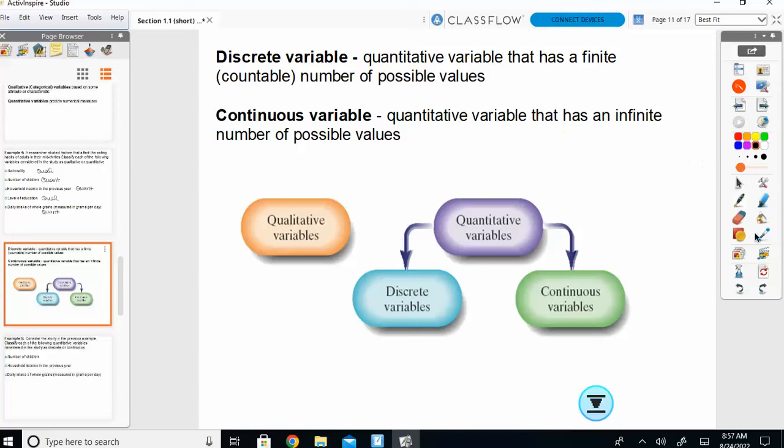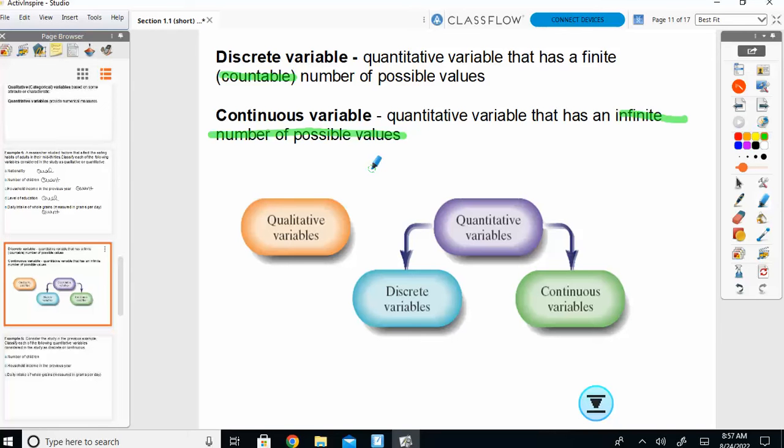Discrete, if you want to summarize, it really just means countable. If you can list out all the numbers, it's discrete. If I'm counting how many apples are in my refrigerator, that's discrete. I can count that. Continuous is exactly what it says. It has an infinite number of possible values. If I'm talking about the weight of something, that's actually continuous.